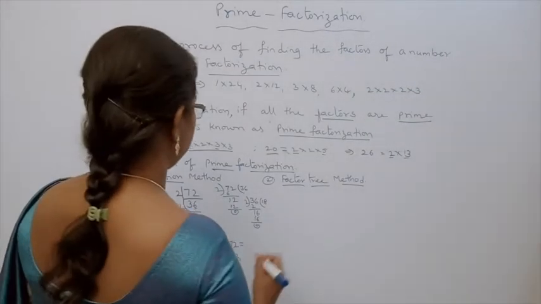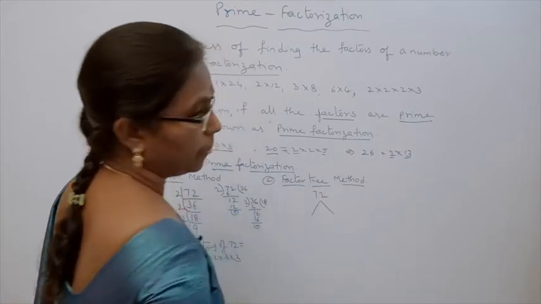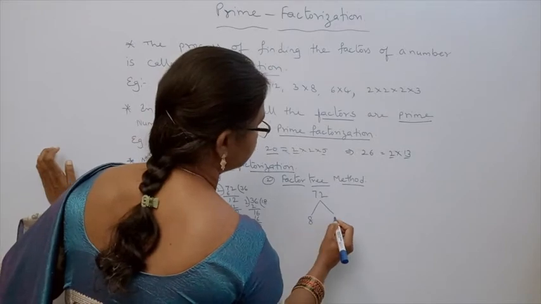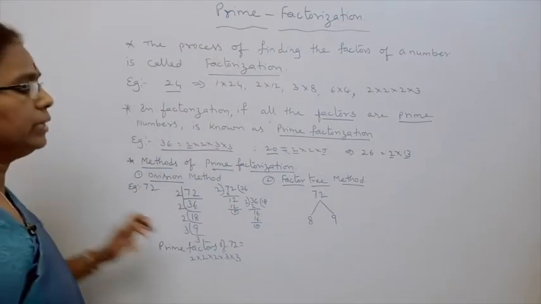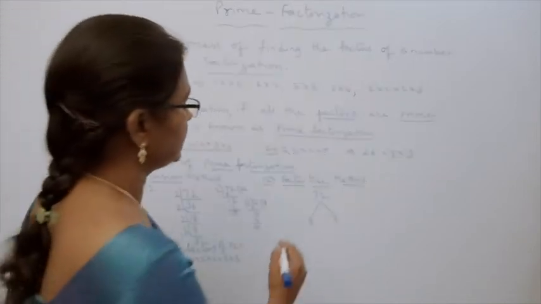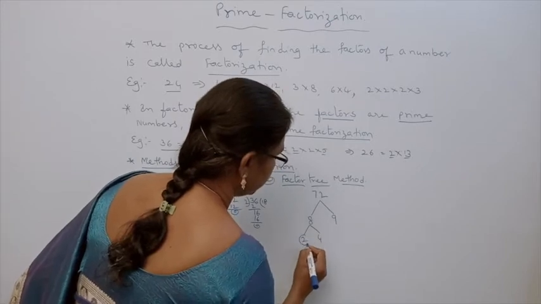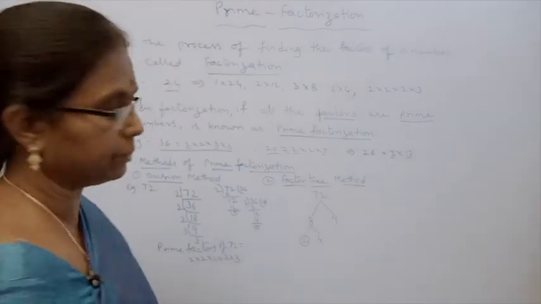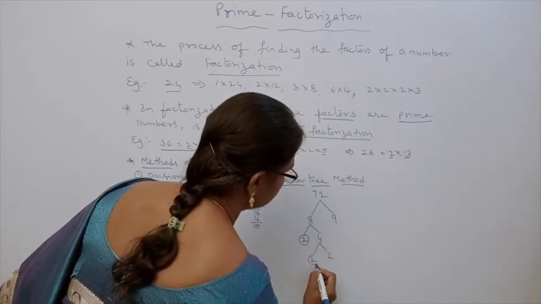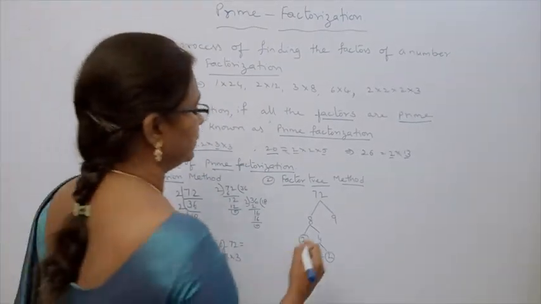Next, the factor tree method. Factor tree method means we first write 72 as a product of two numbers. 8 nines are 72. Now 8 is not a prime number, 9 is not a prime number. Then we have to write again: 2 fours are 8. But 2 is a prime, but 4 is not a prime. Again split that number: 2 twos are 4. When you get a prime number, immediately you have to circle it.